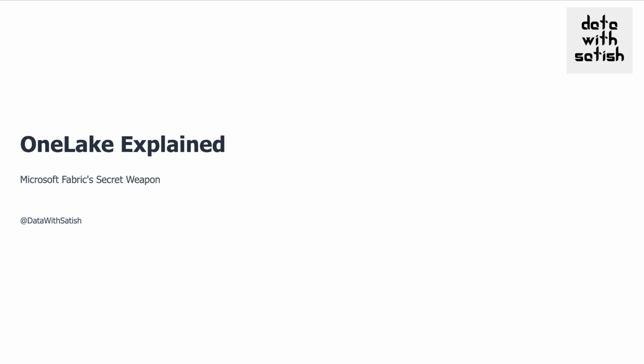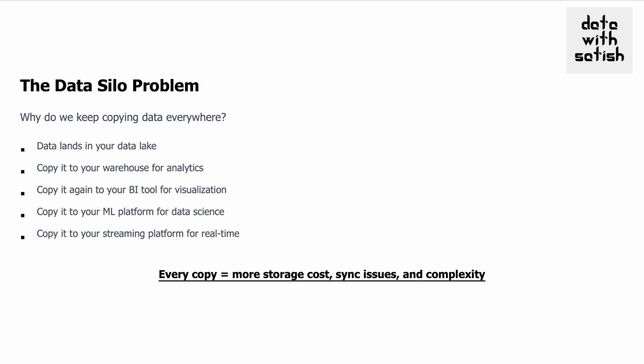In my last video, I explained why companies are moving to Microsoft Fabric. But there is one feature that makes the entire platform work, and most people don't understand it yet. It is called OneLake, and it's about to change how you think about data architecture. Let me show you the problem OneLake solves.